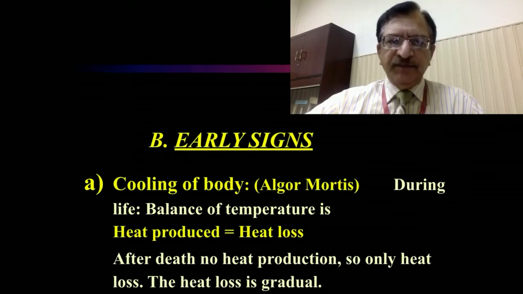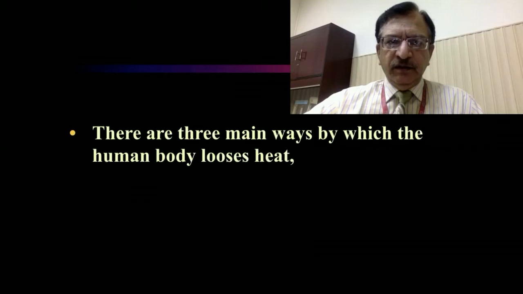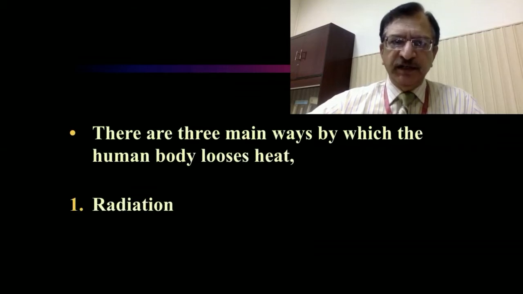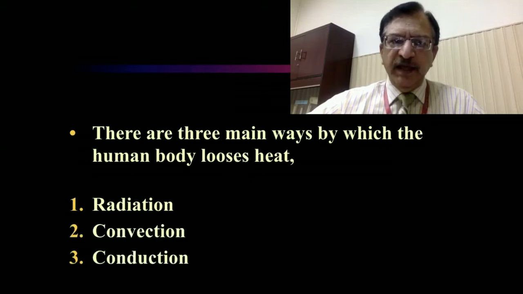After death, as we know, there is no heat production and only heat loss. So the body will start losing its heat, and the heat loss will be gradually going on and the body will attain the environmental temperature. There are three main ways by which the human body normally loses heat: radiation, convection, and conduction.